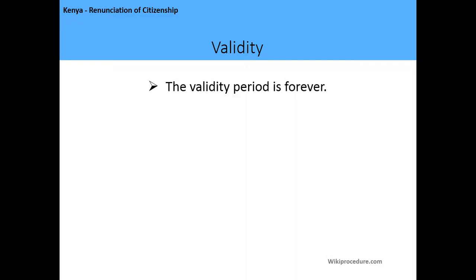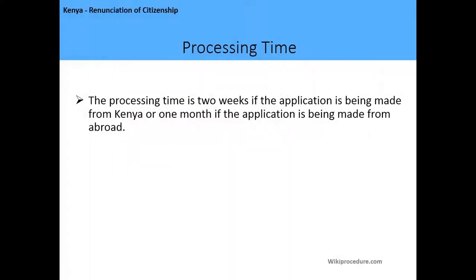However, you can also apply for dual citizenship afterwards, and you can gain citizenship again through the citizenship gaining process. The processing time takes 2 weeks if the application is being made from Kenya, or 1 month if the application is being made from abroad.